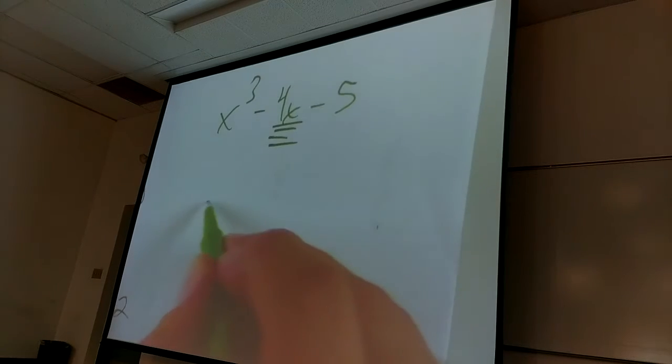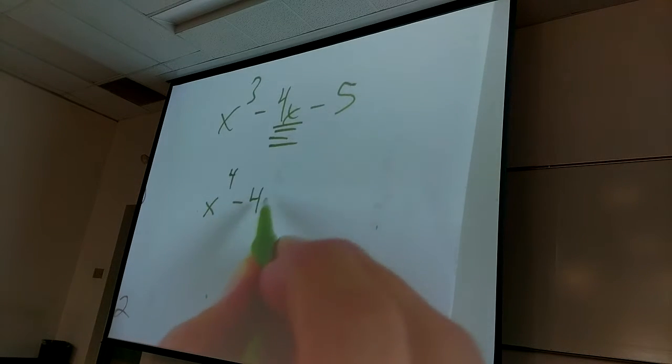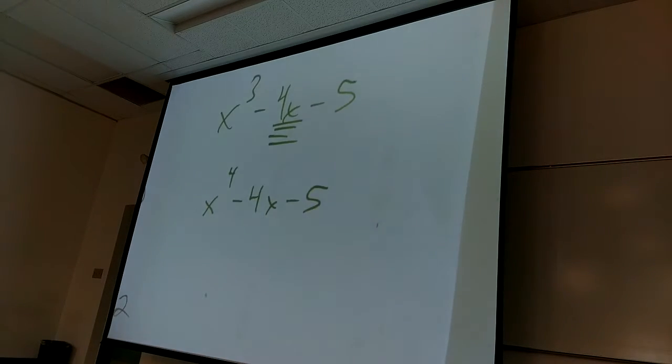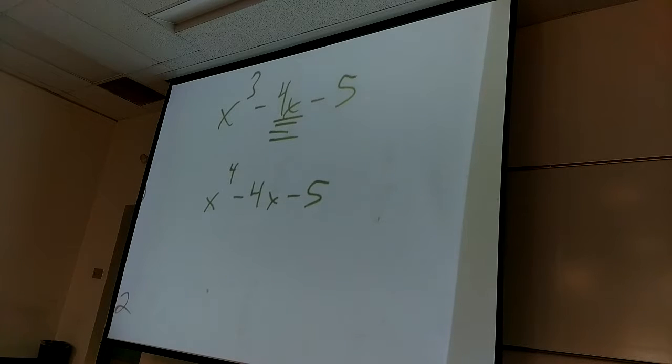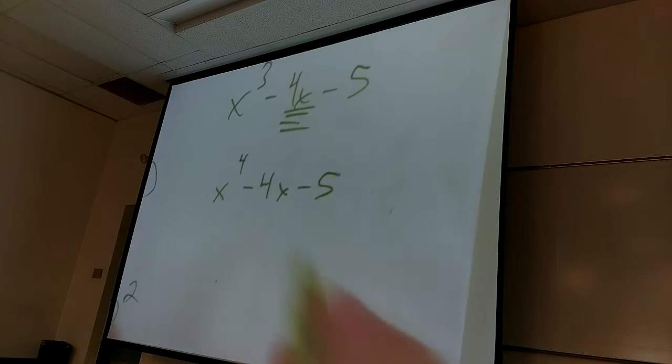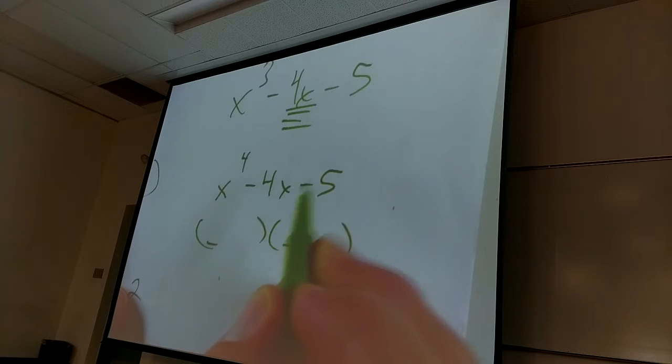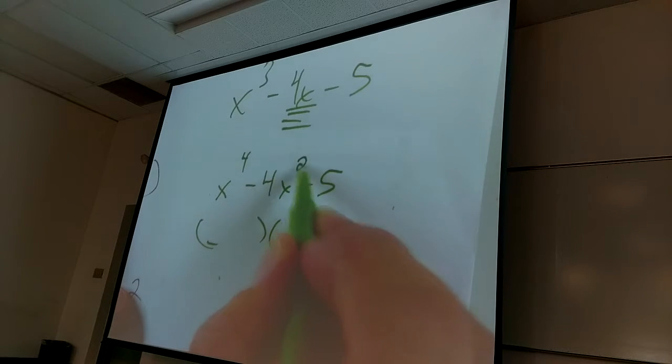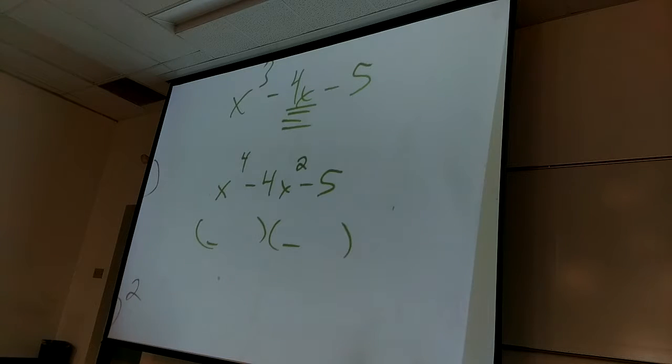So for example, if it was x to the 4th minus 4x minus 5, well that's a little bit better, but it's still not doable. I really want you guys to get this. If you wanted to start trying to do this, what would you put here and here? X squared, but that doesn't match with what the middle term's supposed to be. So you see how if the middle power is half the first power, it's got a chance.